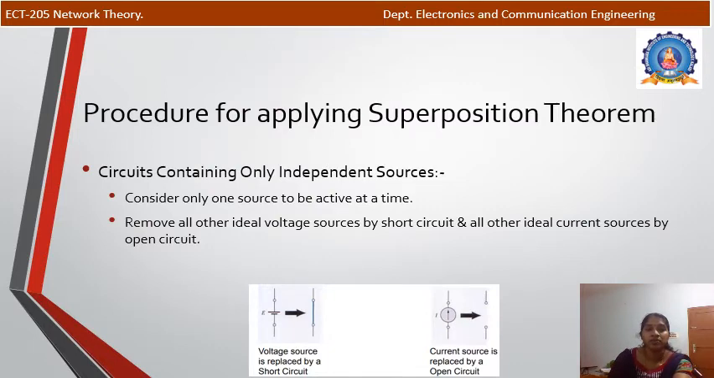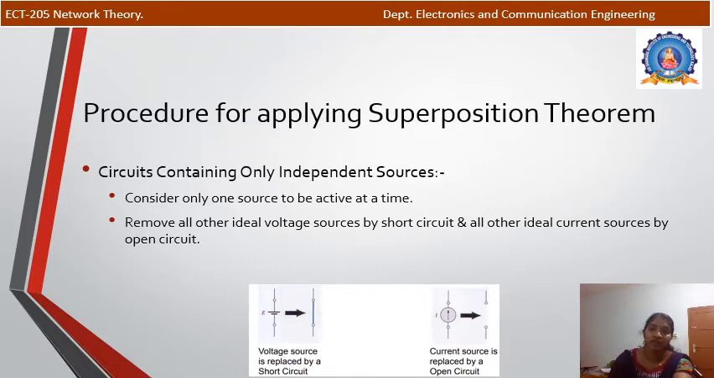So next is the procedure for applying superposition. First, we consider that the circuit contains only independent sources. Independent sources means they do not depend on any other values in the circuit. So here we consider the method to find the values using superposition in a circuit having only independent sources. First, we have to consider only one source active at a time, and remove all other ideal voltage sources by short circuit and current sources by open circuit, right?